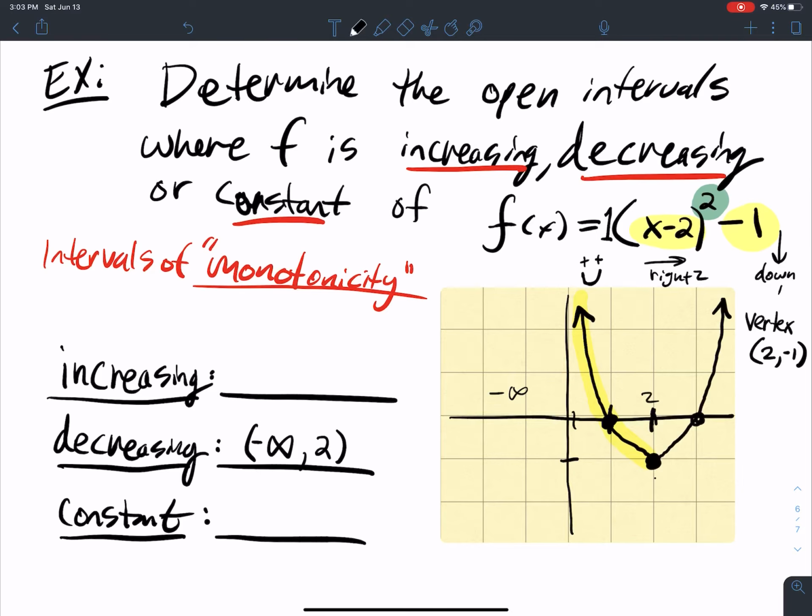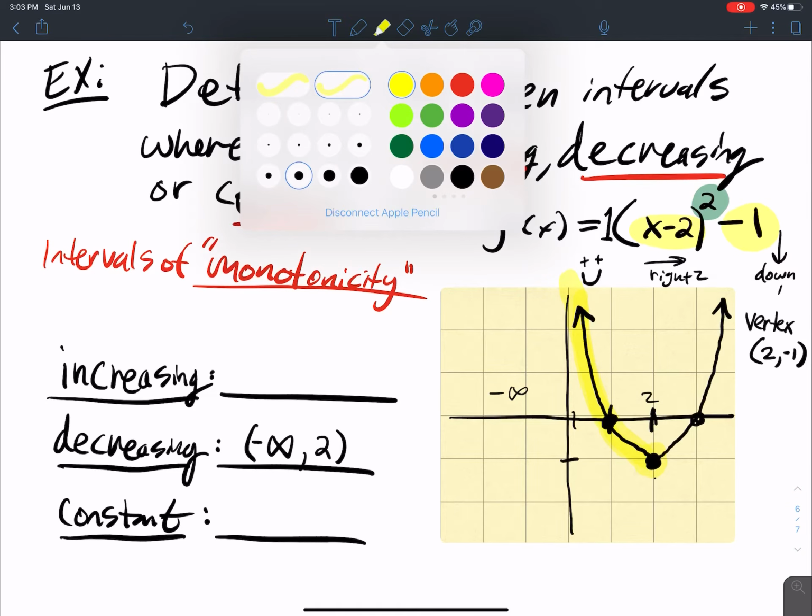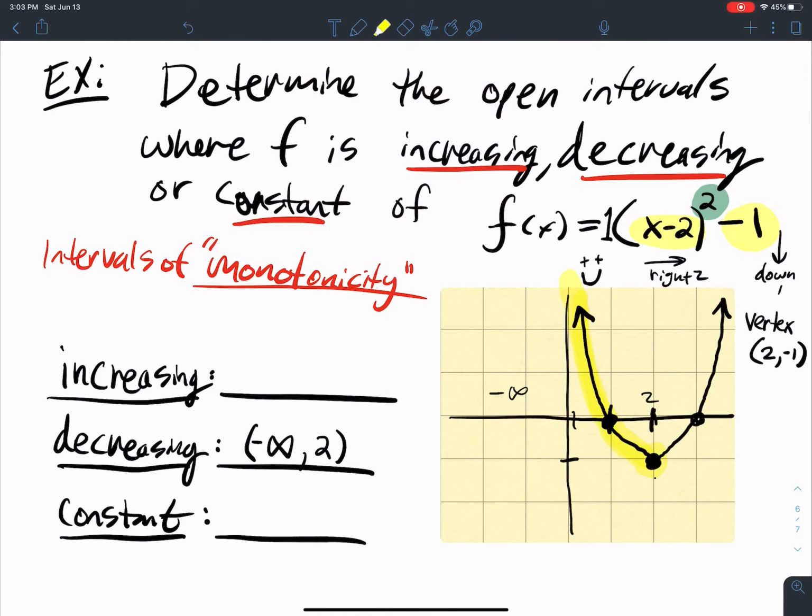One common mistake that I see students make is they say, okay, it looks like we're decreasing from -infinity up here all the way down to -1 down here. And that's looking at the y value. What you're trying to find is the x interval where it's decreasing. So we're decreasing for all these x's going down this way. So it goes from -infinity to 2. But we don't touch at 2, okay?